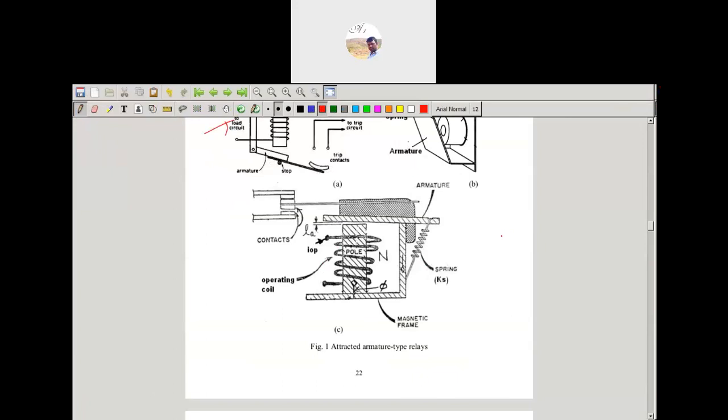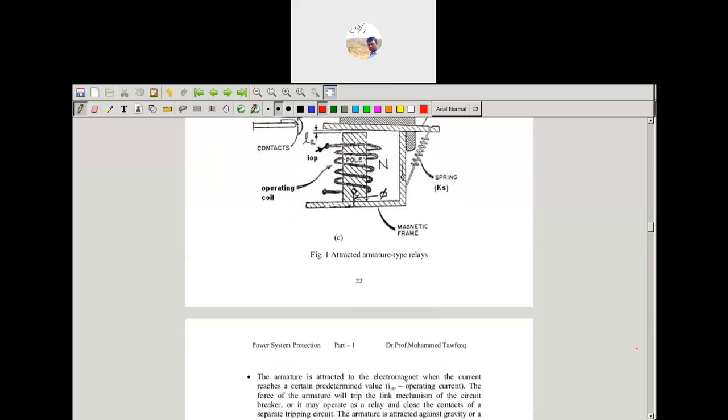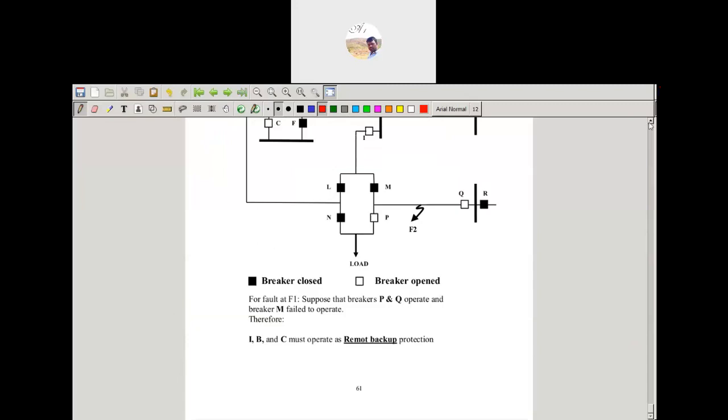Here we are having the laminations, and on that, combined with the winding. This winding will limit the flux. Based upon the flux variation, if there is a variation in the flux, then it will release the coil. Then that will be contacted to the relay coils. Here is a relay coil, that will be given to the circuit breaker. The trip contact is nothing but the circuit breaker contact.